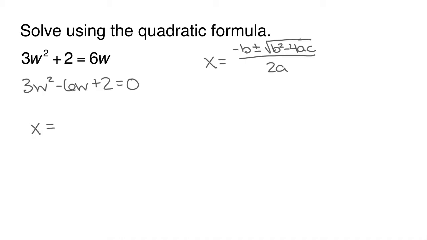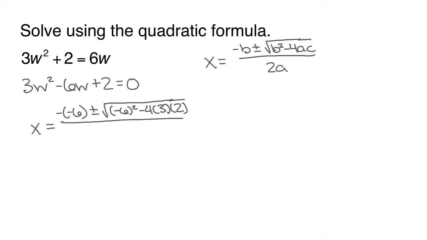So x is equal to negative of negative 6 plus or minus the square root of negative 6 squared minus 4 times 3 times 2, all over 2 times 3. Now we'll simplify. Negative of negative 6 is 6. So we have 6 plus or minus the square root of 36 minus 24 all over 6.